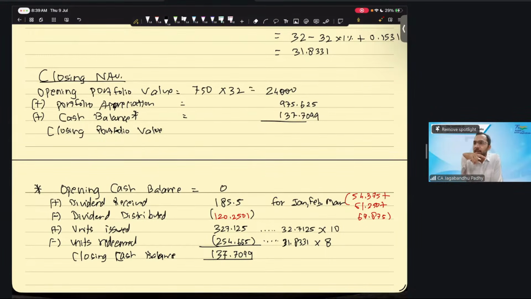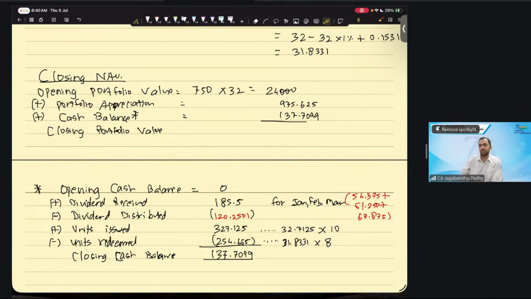Why don't we consider the cash amount received or given back as dividend equalization to arrive at closing cash balance? Because that's not the only cash which you're receiving and paying, right? You would have obviously received cash when the units are issued, and you would have paid out cash when the units are redeemed. So I need to consider those cash flows also.